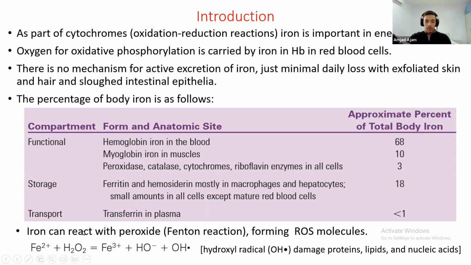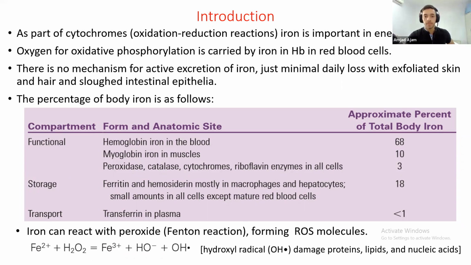Now, iron can be harmful in some ways, in which iron can react with hydrogen peroxide, and it will produce a free radical, the hydroxyl radical. This is a harmful molecule in which it damages proteins, lipids, and the nucleic acids. So this is called the Fenton reaction. Keep this in the back of your mind.